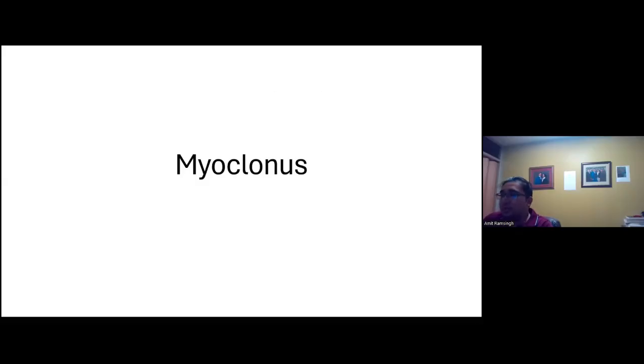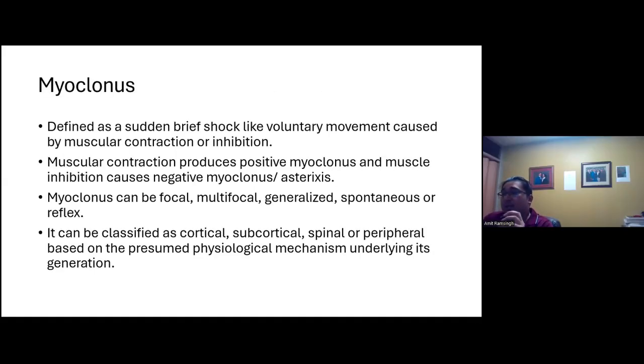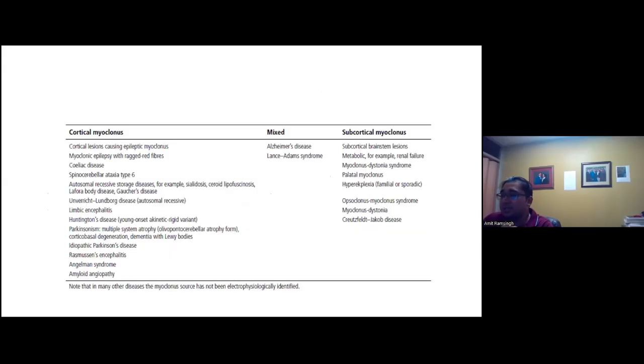Penultimately, we're looking at myoclonus. It's defined as a sudden, brief, shock-like involuntary movement caused by muscular contraction or inhibition. It could be focal, multifocal, generalized, spontaneous, or reflexive. And we could classify it as cortical, subcortical, spinal, or peripheral based on the physiological mechanism underlying its generation.